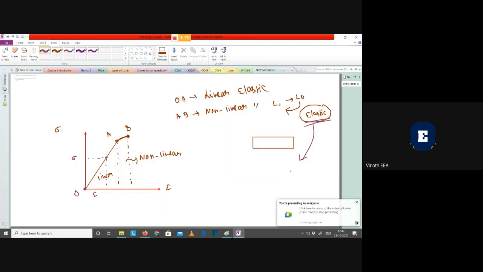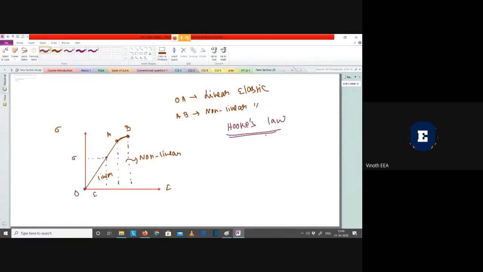Now coming to the next thing. There is something called Hooke's law. Everyone knows this. Most of you would have heard the word Hooke's law in your first strength of materials class, but I take around 4 hours for introducing this Hooke's law. So what is meant by Hooke's law?